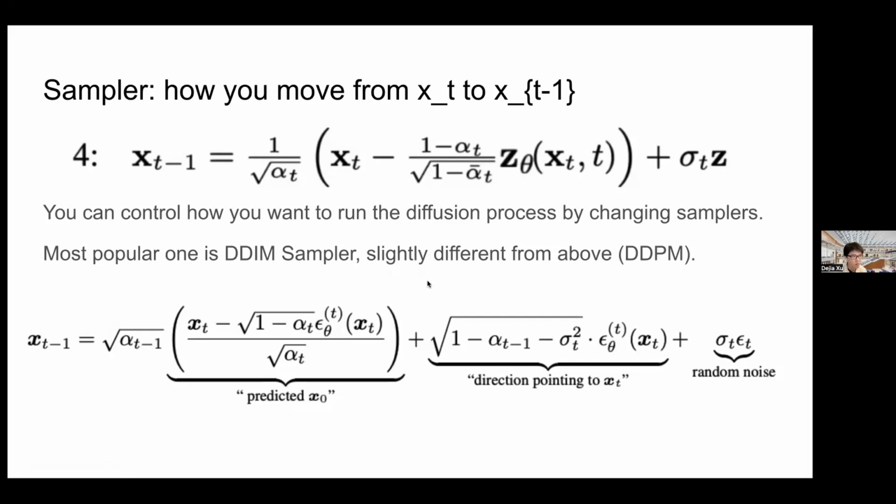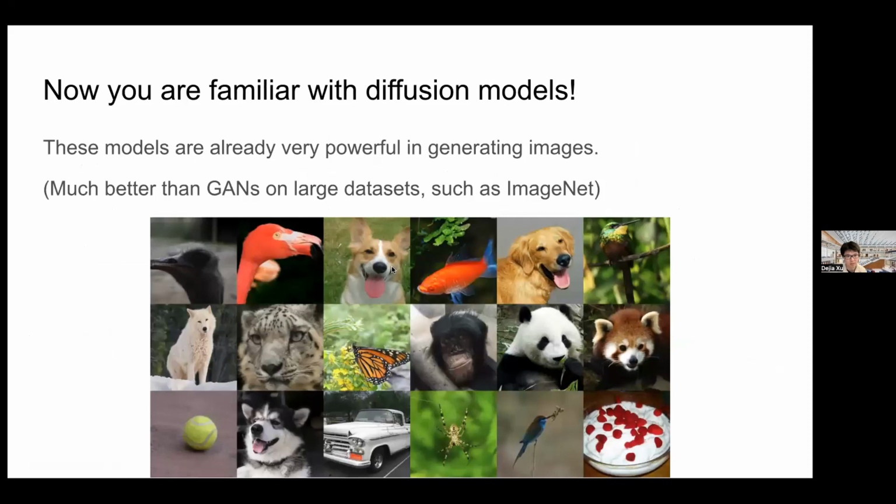So now you are already familiar with those diffusion models. These models are already capable of generating very powerful images. As you can see here, all those images are generated by this type of diffusion model. They are already performing much better than GANs on large datasets, such as ImageNet, which contains 1,000 classes, and they can generate very good looking images. You can see the animals here, and to me, I can hardly tell whether they are real or not. The quality is already very good.